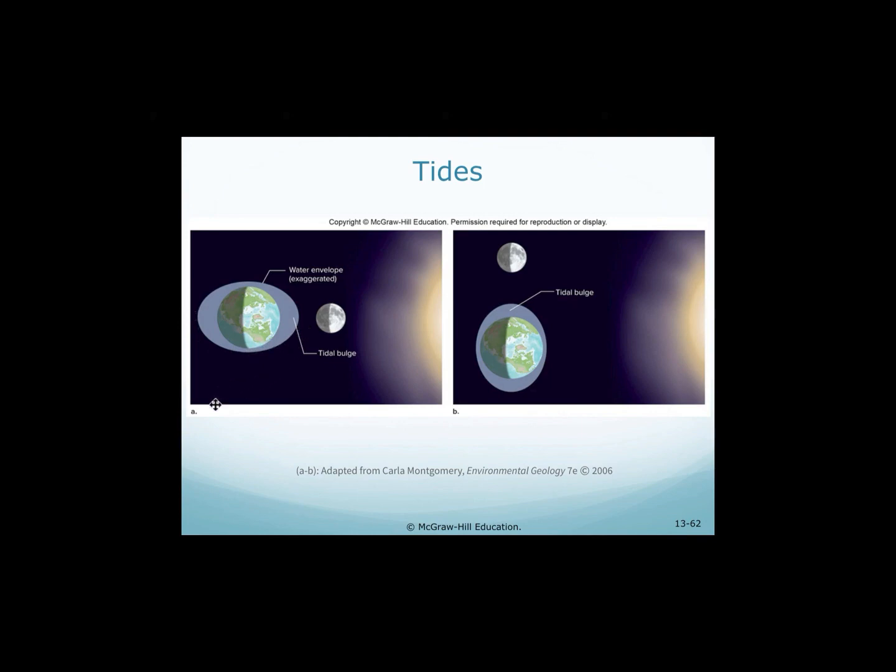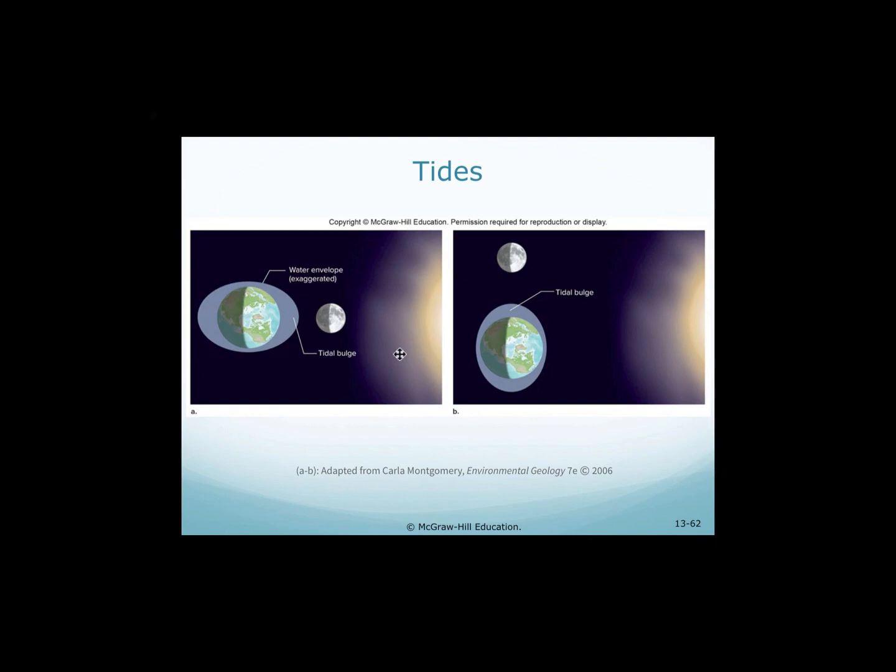The spring tides are shown in this drawing on the left. It's the largest gravitational pull that causes the largest tidal bulge and the highest tides. The sun and the moon actually work together. See, the sun and the moon are on the same side of the Earth here.